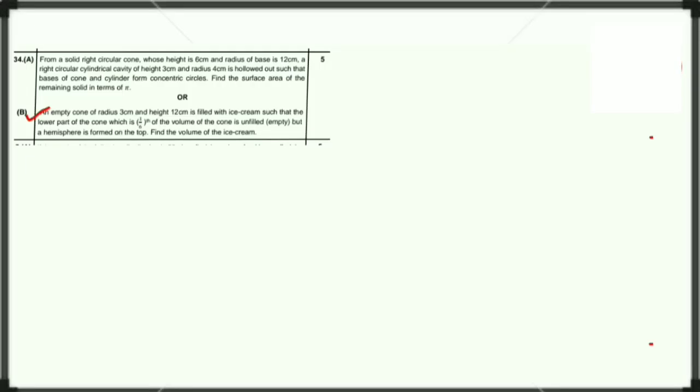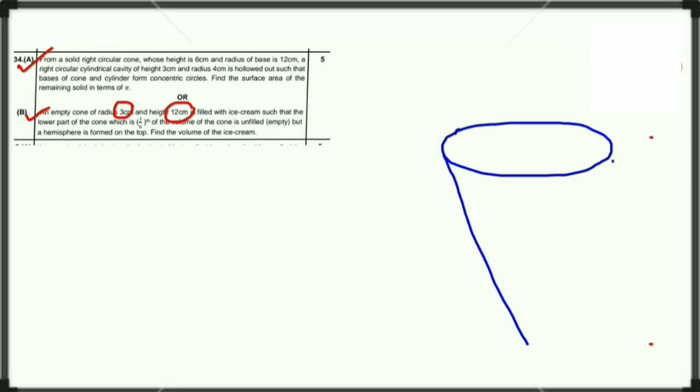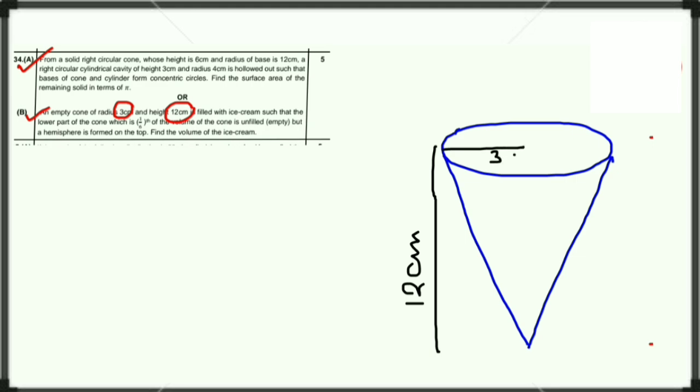Question number B of 34, and it is written: an empty cone of radius 3 centimeter and height 12 centimeter. Suppose here is an empty cone whose height is 12 centimeter and radius is 3 centimeter. So firstly, let's find the volume of the cone.